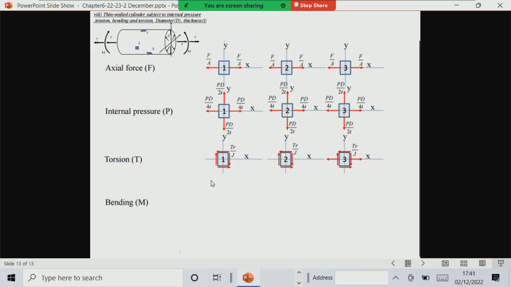Now I have drawn it in the anticlockwise direction. For two-dimensional problems, it doesn't make any difference. The bending moment, could you write down the answer for the bending moment yourself, please?